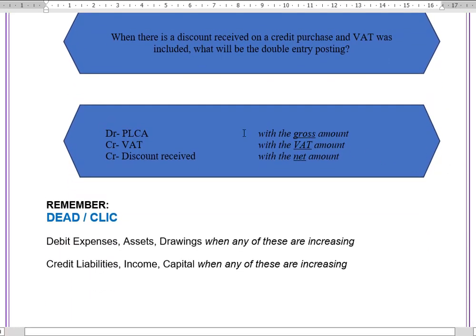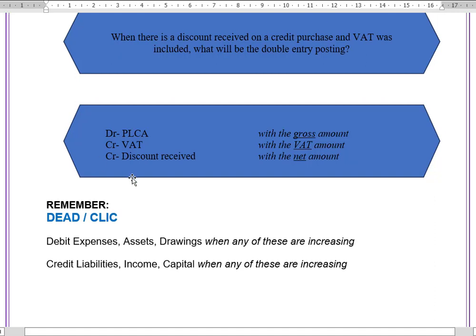So the scenario says to you, when there is a discount received on a credit purchase and VAT was included, what will be the double entry posting? And it says to you, debit PLCA with the gross amount, credit VAT with the VAT amount, and credit discount received with the discount received net amount. The discount received will carry the net amount, and then of course those two together will give you the gross amount if VAT was charged on the original invoice.